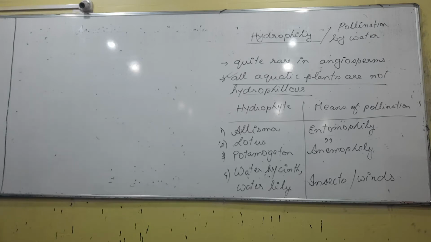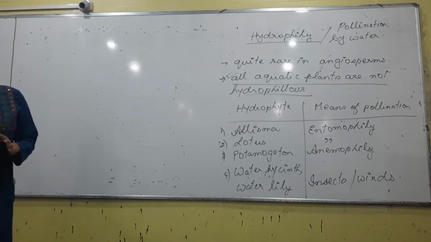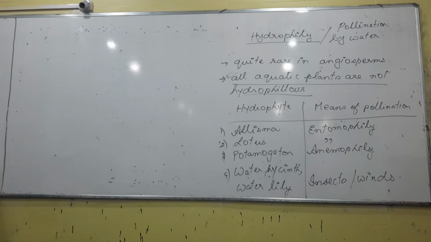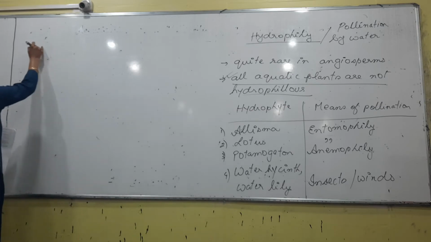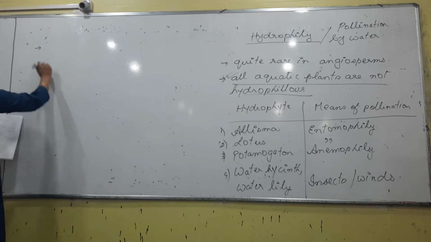Entomophily, pollination by insects. I will do it a little later. Biotic agencies, when we do, then we will be discussing. Okay, now the characteristics of hydrophilous plants.